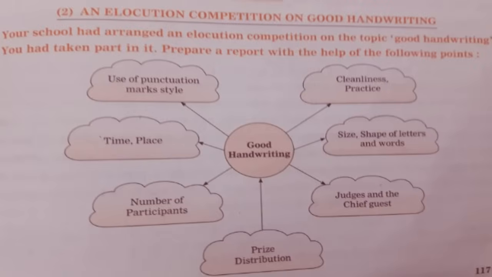An elocution competition on good handwriting. Your school had arranged an elocution competition on the topic good handwriting. You had taken part in it. Prepare a report on it with the help of the following points: good handwriting, cleanliness, practice, size and shape of letters and words, judges and the chief guest, prize distribution, number of participants, time, place, use of punctuation, marks, style.